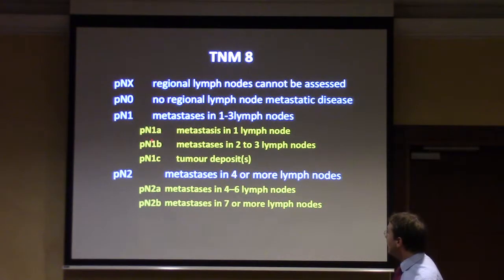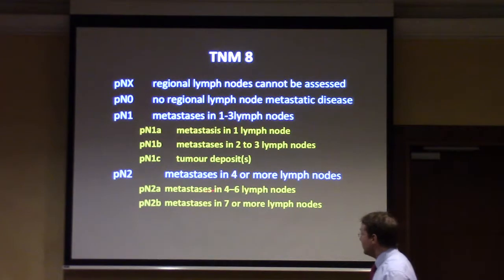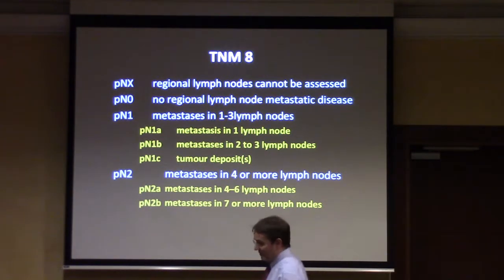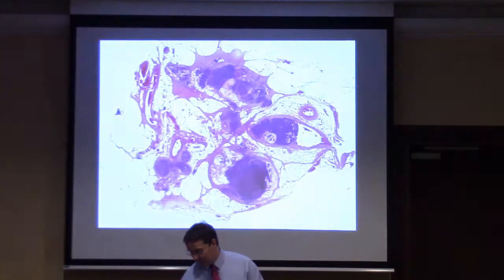So we've got N1A, N1B, N2A, N2B for the number of conventional nodal mets. But then this interesting category of N1C. So it was decided that if you have no overt nodal mets, but you have tumour deposits, that your prognosis was probably similar to around what patients with N1B or N2A had. So this is where they slotted it in.